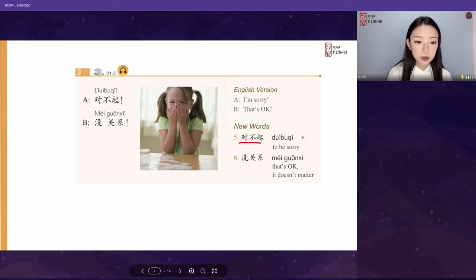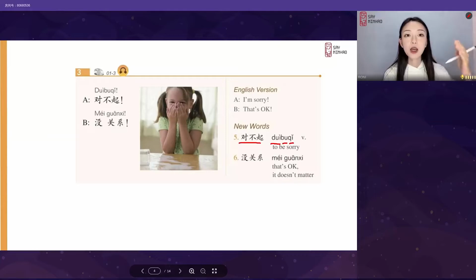This one is 对不起. 对不起 means sorry. So we can see there are 3 characters and let's separate the pinyin into 3. First one is 对. The initial is d and the final is ui and the tone is the fourth tone. And the second character is the neutral tone. We cannot see a tone mark here, so it is a neutral tone. So we should pronounce it soft and quick, soft and quick.